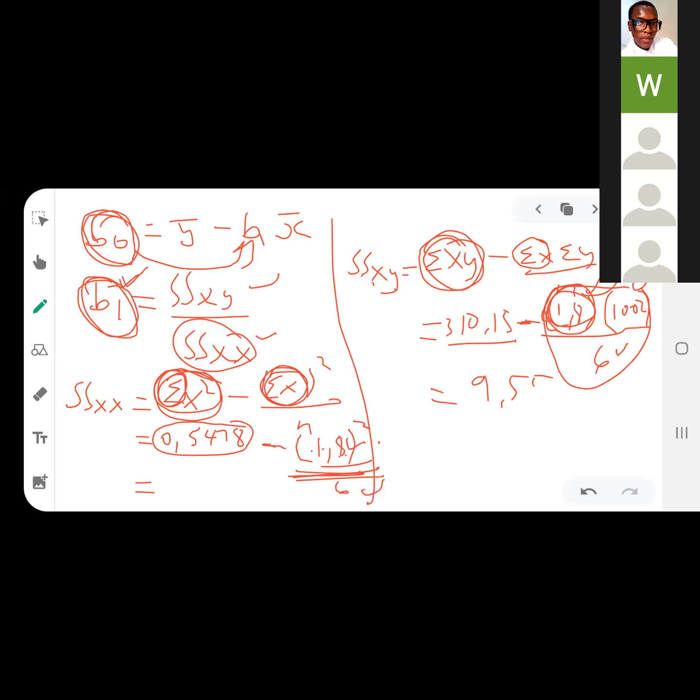0.5478 minus, you press the ans button, which is before the equal sign button on your calculator. What is the answer? 0.0078. So now we have the SSXX and the SSXY, so we can substitute them here.